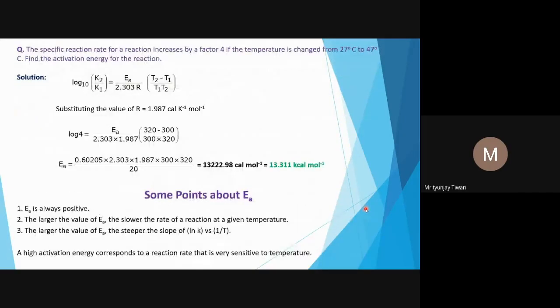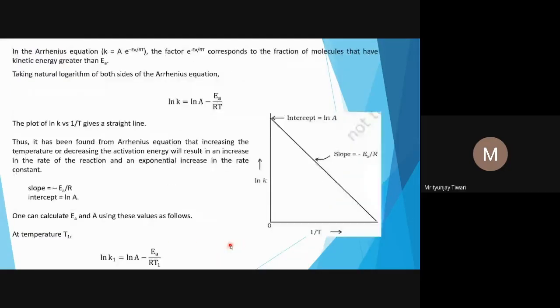And the larger the value of activation energy, the steeper the slope of ln k versus 1 by T. This is the plot of ln k versus 1 by T. So if the activation energy value is larger, it means this slope will be steeper, like this. If the activation energy is lower, the slope will be like this.